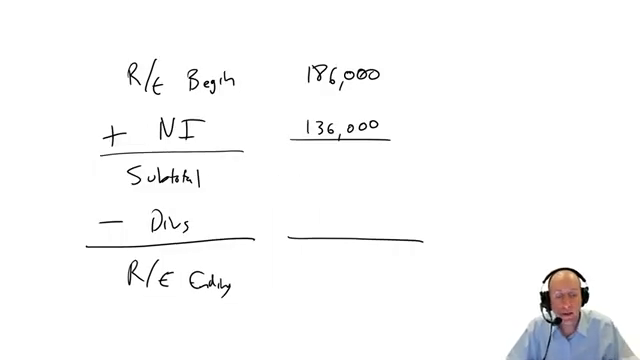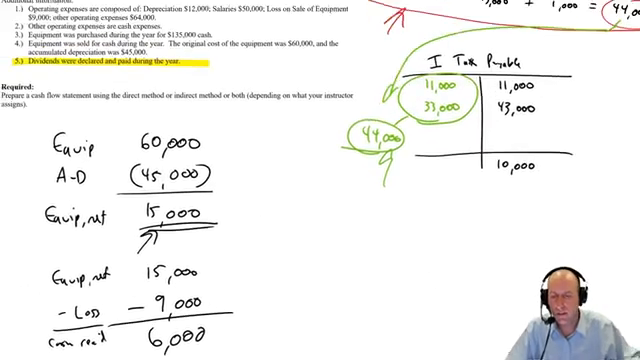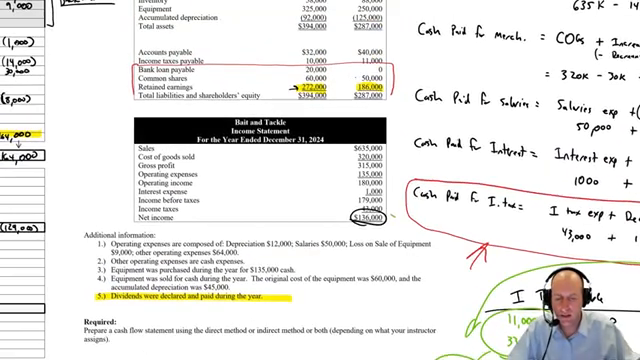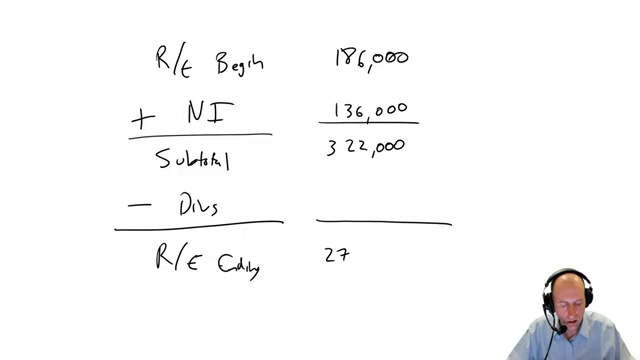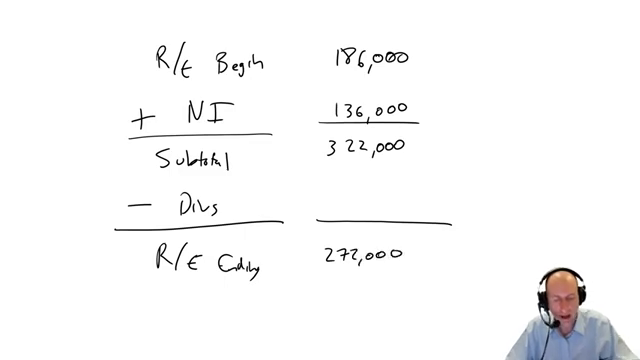186 plus 136 is 322. Now, we don't know the amount of our dividend, but what is the amount of our ending retained earnings? Our ending retained earnings is 272. So we've got to figure out, okay, how did I go from 322 to 272?